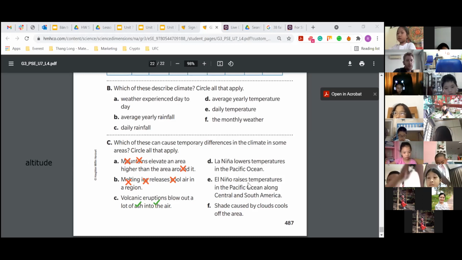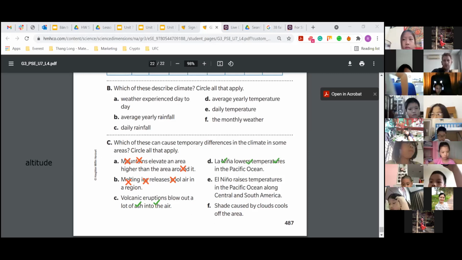And okay, Hannah, what else is correct? Oh, sorry, Chi. Hand is up. Yes. Which else? I think D. Yes, D is correct. Lower temperatures in the Pacific Ocean definitely change it. Well done. Good job. Thank you. And Hannah.